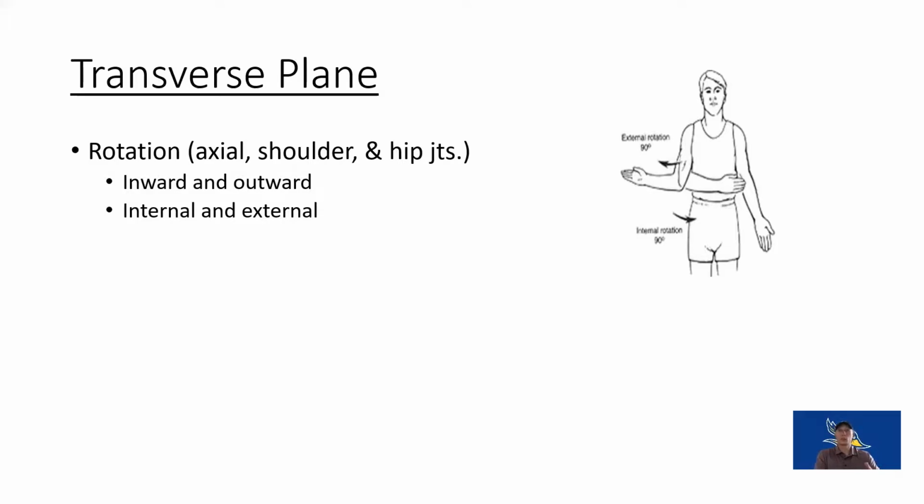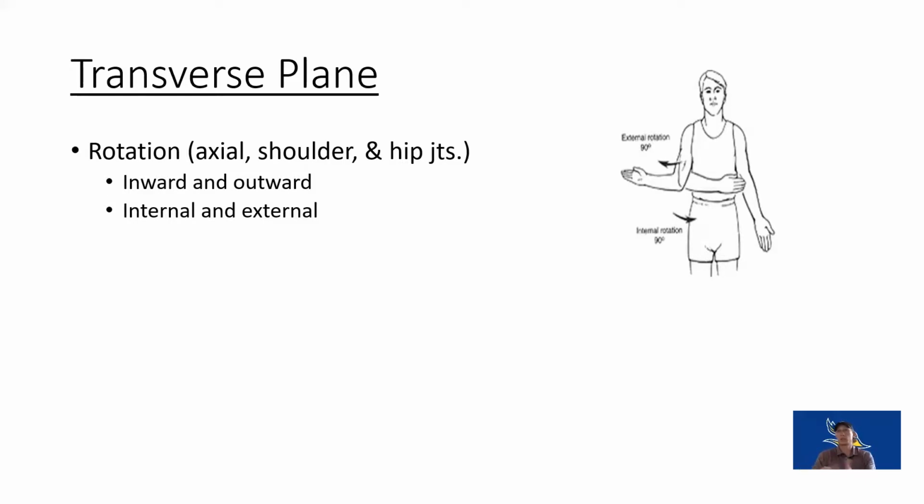So if I think at my shoulder, if I twist my humerus in towards my midline or take my elbow pit towards my midline, that is internal rotation. If I rotate my elbow pit out, okay, away from my midline, that is external rotation. Okay, same at our hip. If I do internal rotation, I'm bringing my femur in towards the midline, or my patella rotates towards the midline.